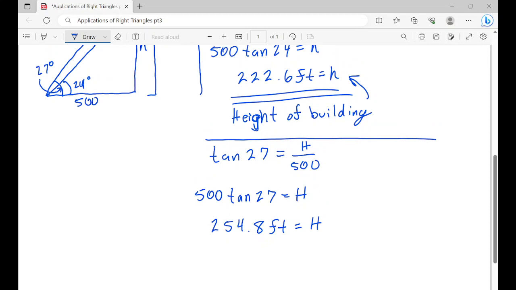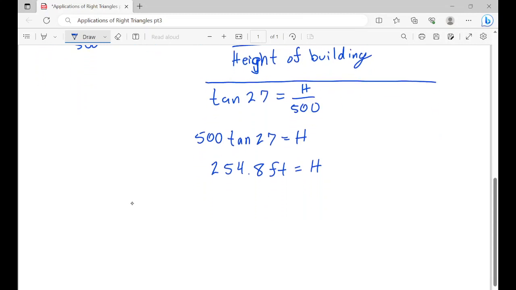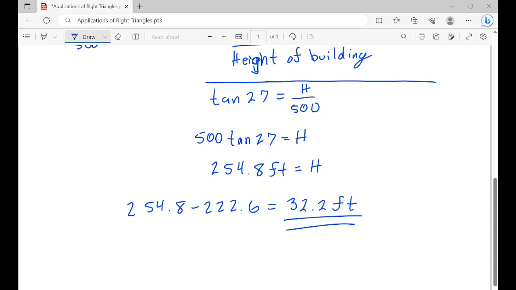So what I'm going to do is take the height of the building that I know is 222.6, subtract it from the combination of the two, and I'm going to end up with the height of the flagpole itself. So 254.8 minus 222.6 is going to give me 32.2 feet. And so this is the height of the flagpole.